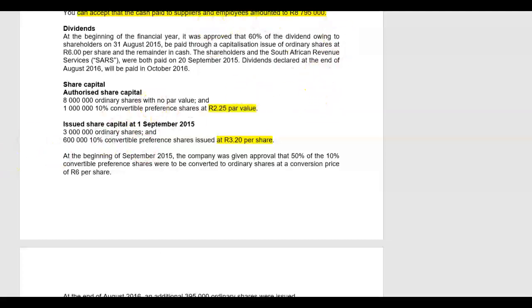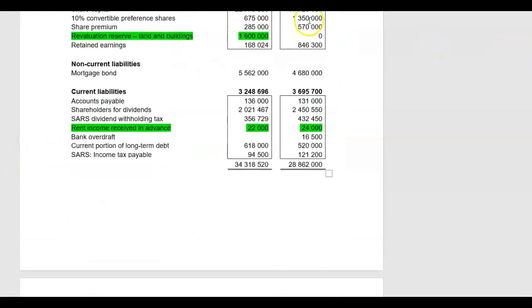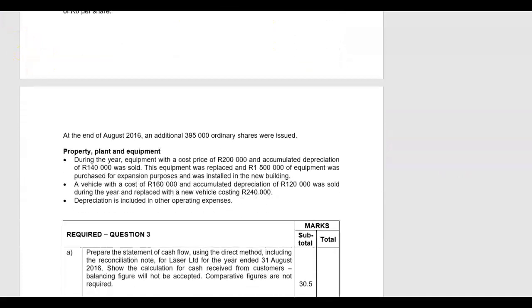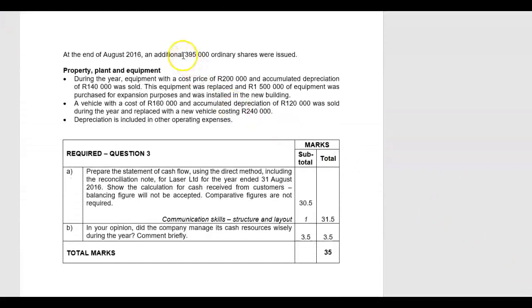And then going back to your statement of financial position, it also then explains why we have a share premium account. And so that share premium account belongs to our 10% convertible pref shares. At the beginning of September, the company was given approval that 50% of the 10% convertible pref shares have to be converted into ordinary shares at a conversion price of R6 per share. At the end of August 2016, an additional 395,000 ordinary shares were issued.